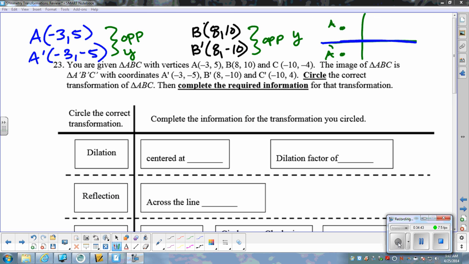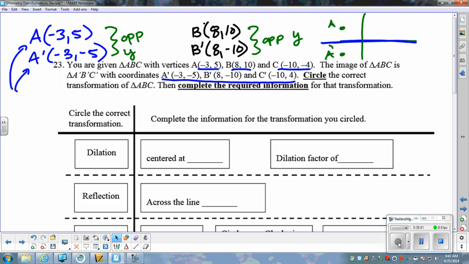If we take a look at the next one, we're given these vertices of A is negative 3, 5, B is 8, 10, C is negative 10, negative 4. And then we have our image coordinates, our transformed coordinates. And what we want to do is compare and see how they differ. We can certainly use a graph to give us a visual, or again, if we see the patterns, we can use that as well.